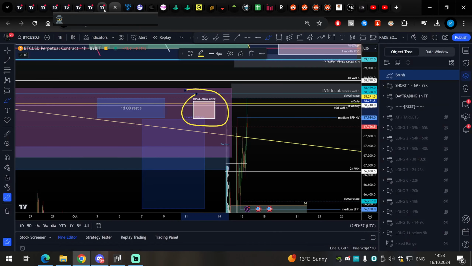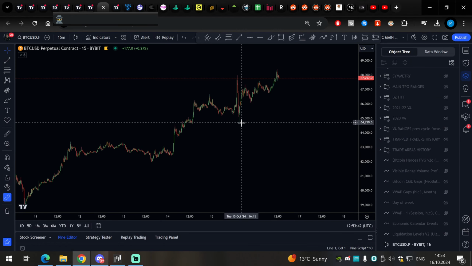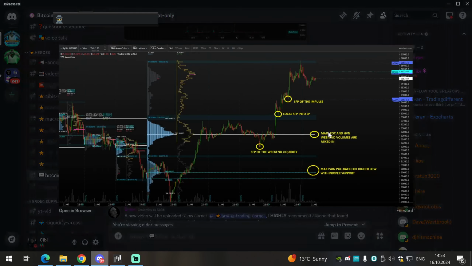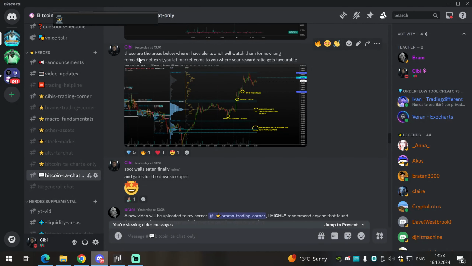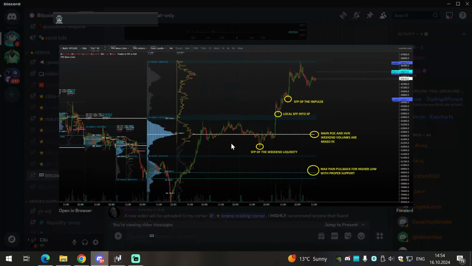So maybe you ask yourself, why did we stop here? Look at the plan of action I was giving to the group. I said, this is the post. These are the areas below where I have alerts and I will watch them for new long. FOMO does not exist. You let the market come to you where your reward ratio gets favorable. So I circled the first area of support.